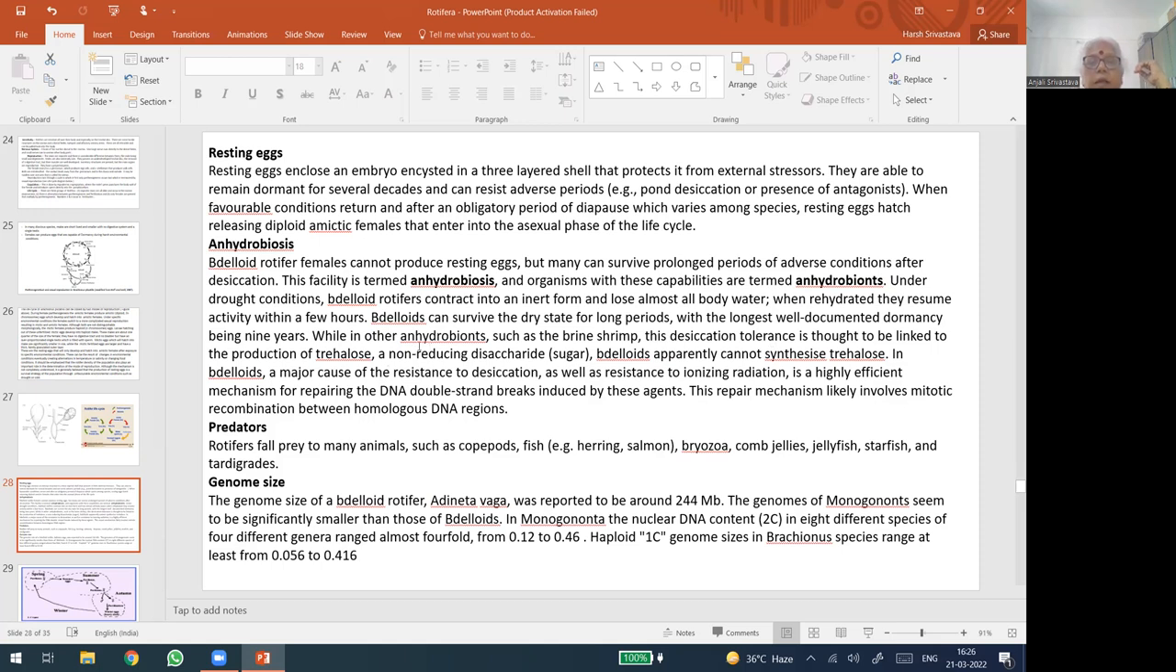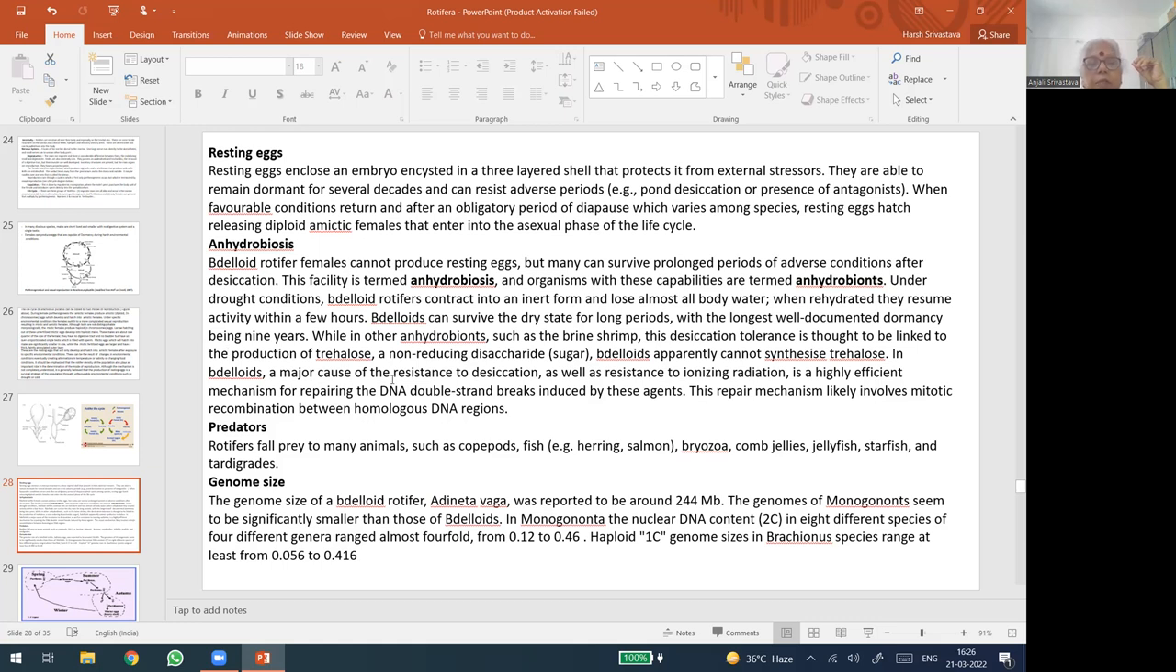While in other anhydrobionts such as brine shrimp, this desiccation tolerance is thought to be linked to the production of trehalose, a type of sugar. It is a non-reducing disaccharide sugar. Diploids apparently cannot synthesize trehalose, so they are not capable of showing anhydrobiosis.